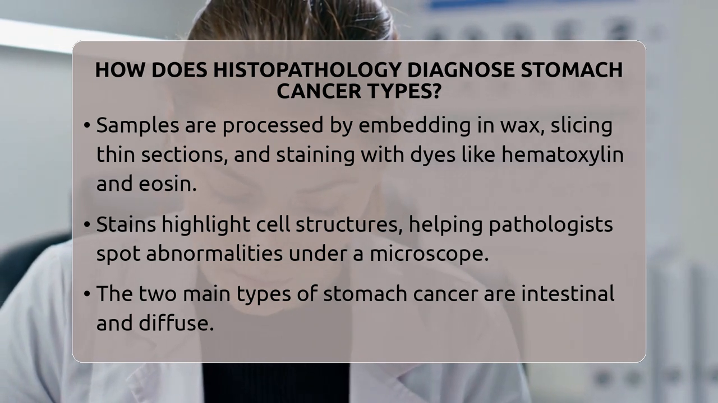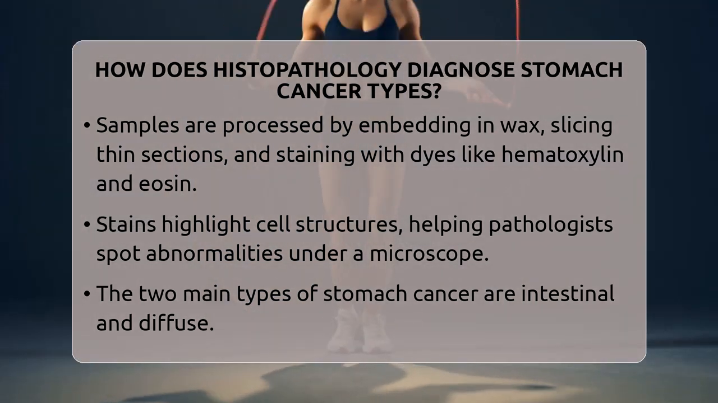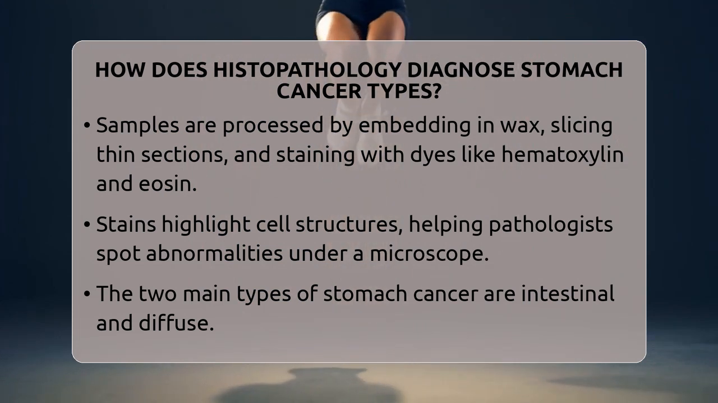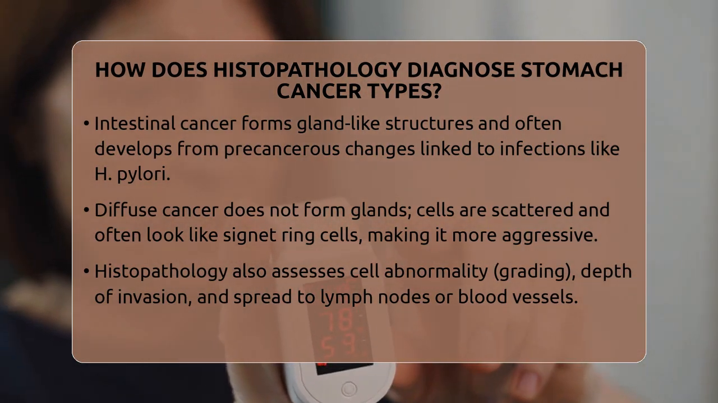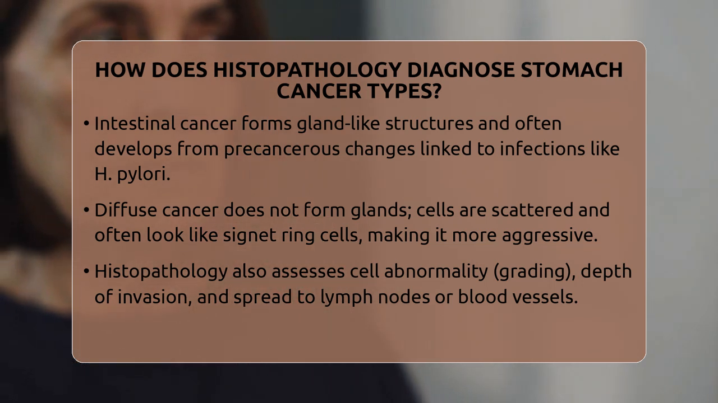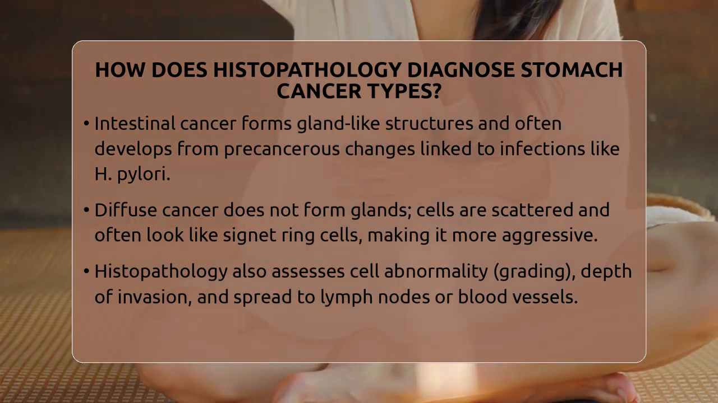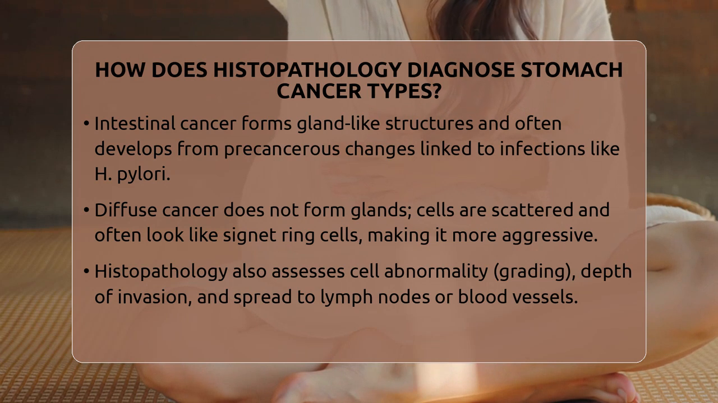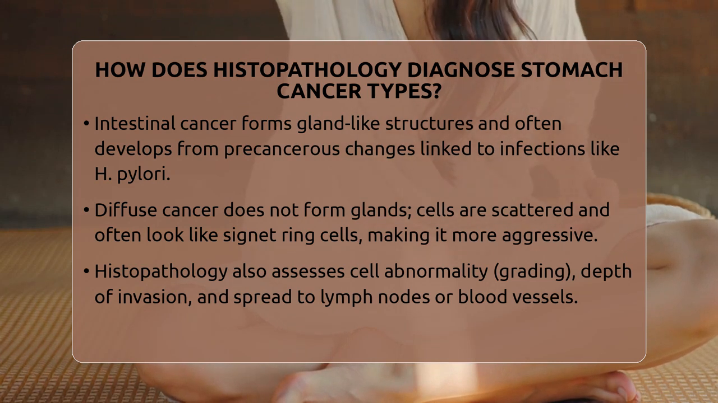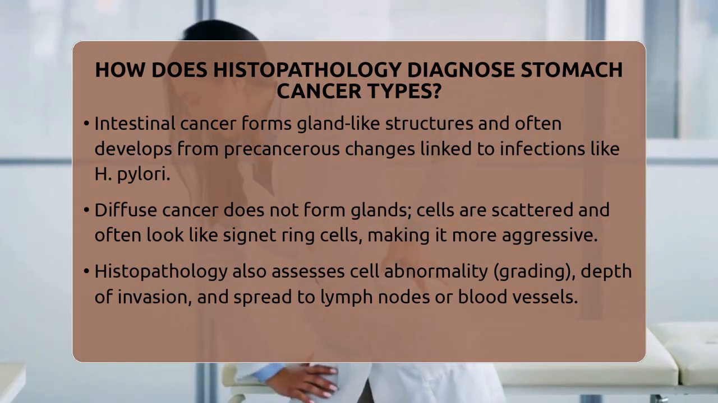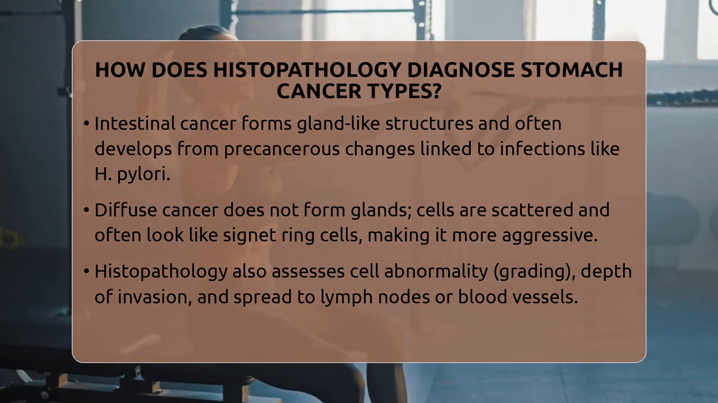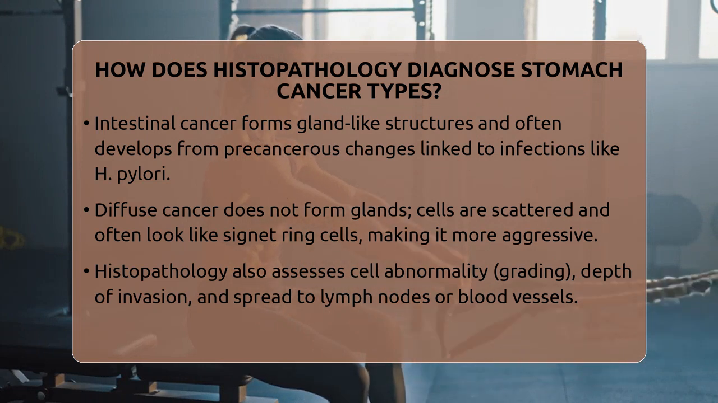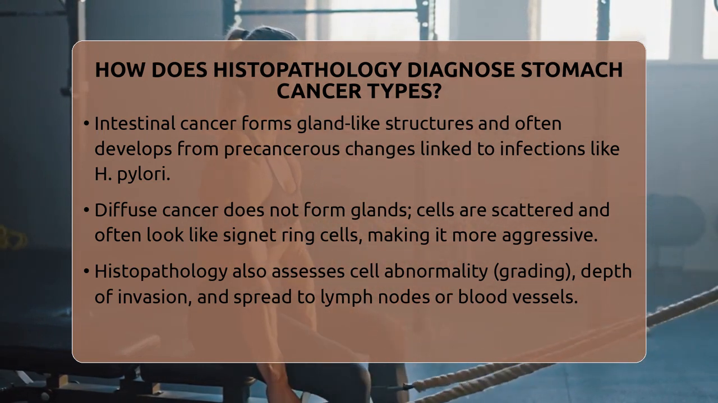Diffuse stomach cancer, however, behaves quite differently. It does not form glands. Instead, the cancer cells are scattered throughout the stomach wall, infiltrating it individually or in small groups. These cells often look like signet ring cells, which have a large vacuole pushing the nucleus to the side. This pattern makes the cancer more aggressive and less associated with chronic inflammation. The diffuse type tends to spread quickly and can be harder to detect early.